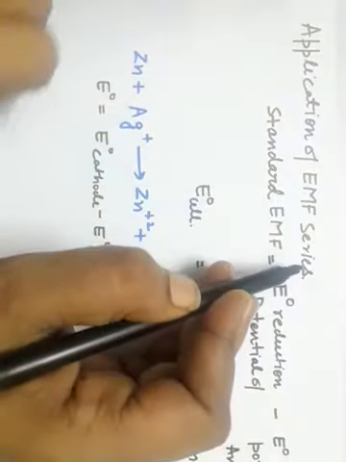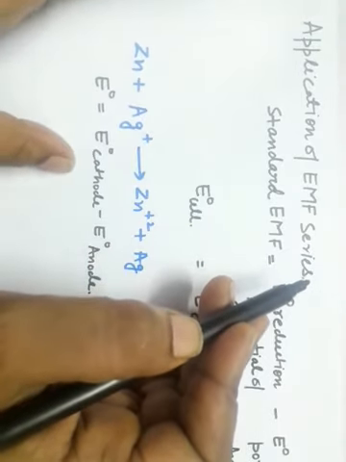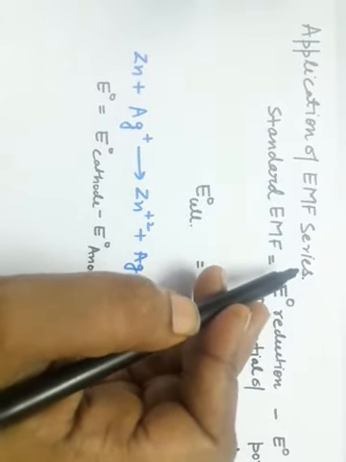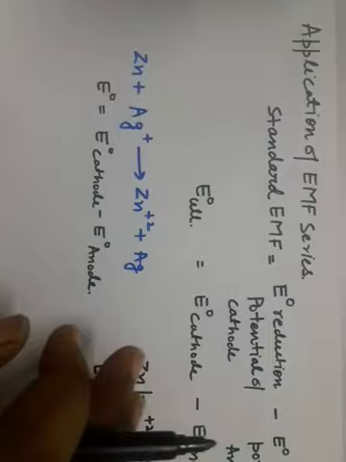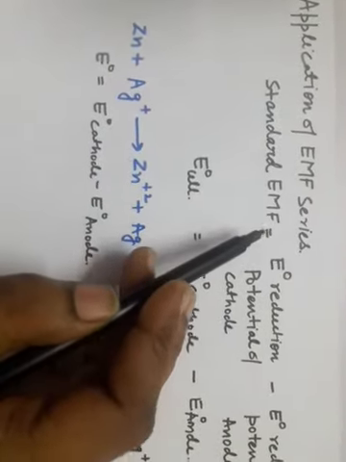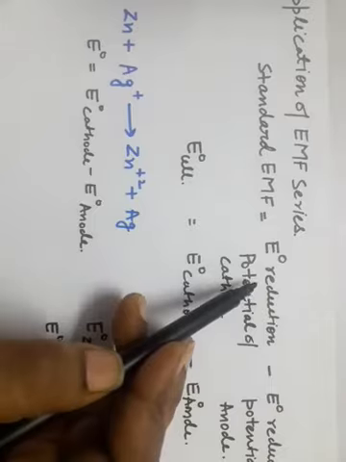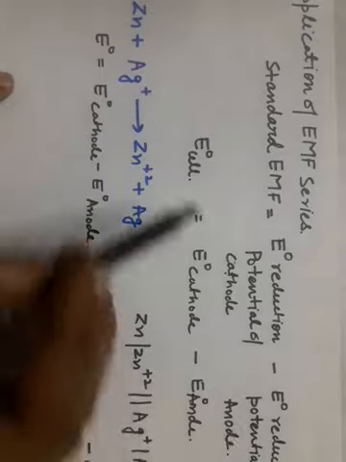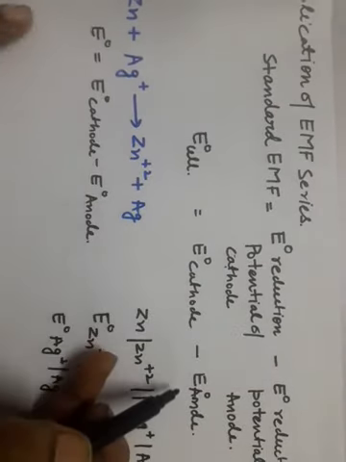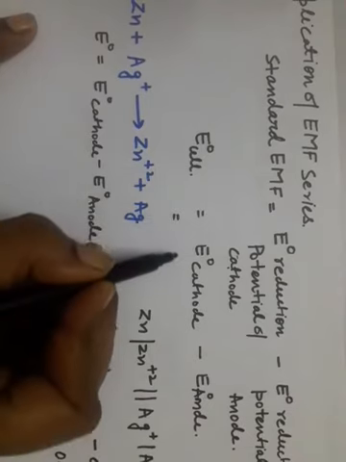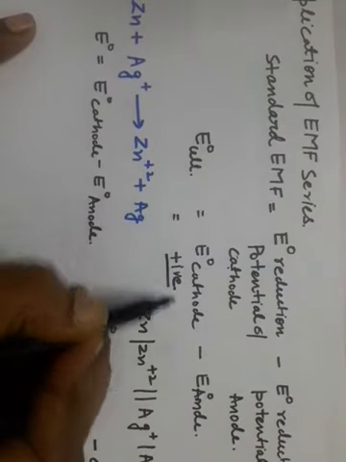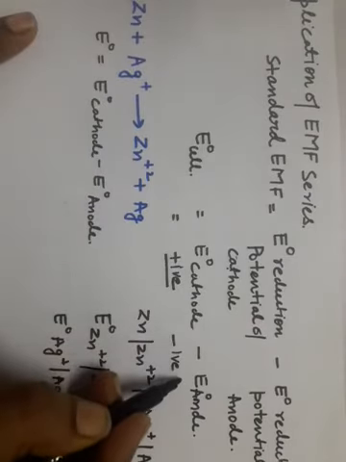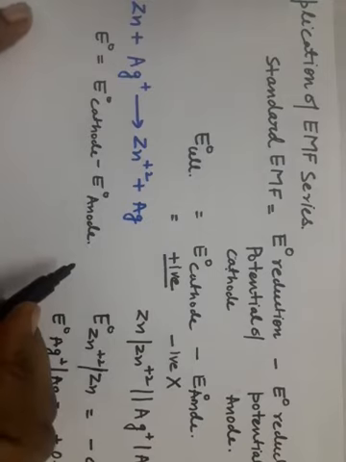See, application of EMF. We have a series in which the reduction potential of different metals is given. Standard EMF of the cell is equal to reduction potential of the cathode minus reduction potential of the anode. E cell is equal to E naught cathode minus E naught anode. If it comes out to be positive, the cell is working, current may be developed, but if it comes out to be negative, that means construction of electrochemical cell cannot be done.